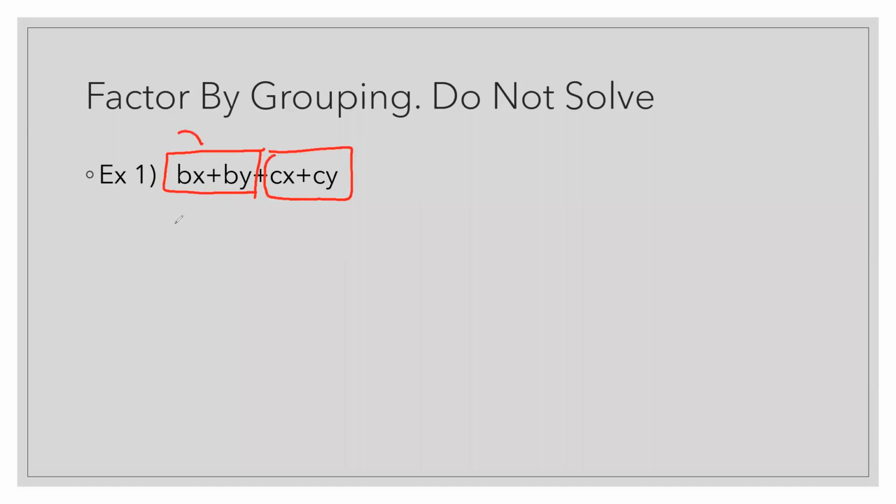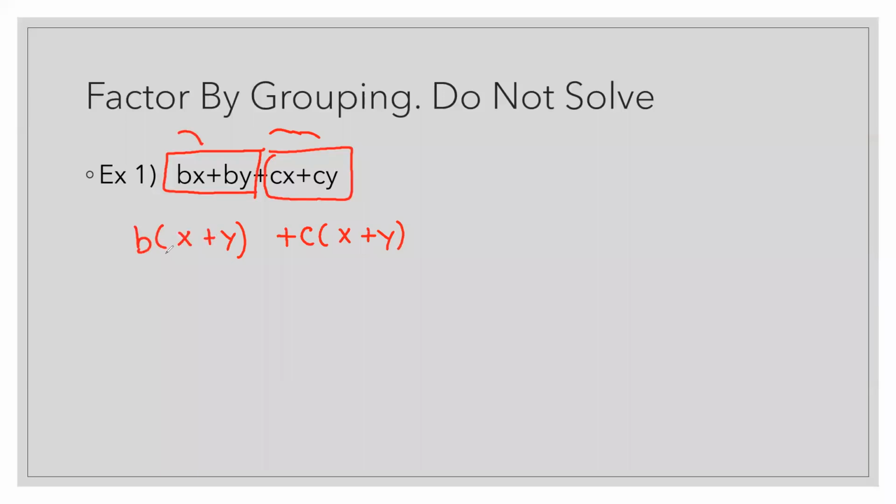So on the first part, bx plus by, factor out a GCF. Can you factor out anything? Yes, you can. You can factor out a b. If you factor out a b, this would be x plus y. And then the second part, can you factor out anything? Yes, you can. You can factor out a c. So this would be x plus y.